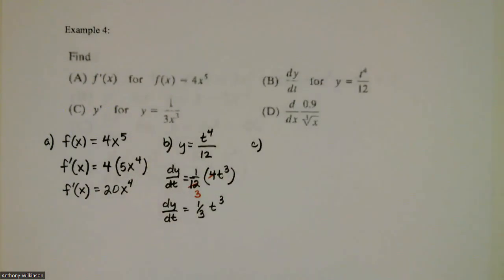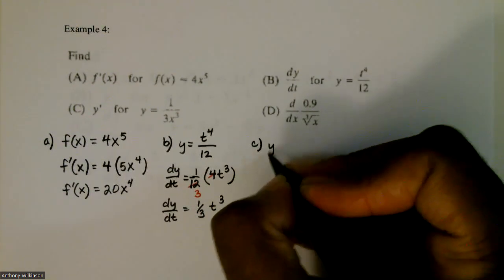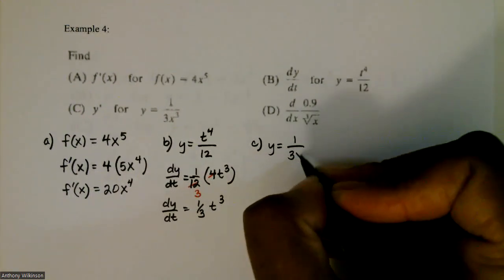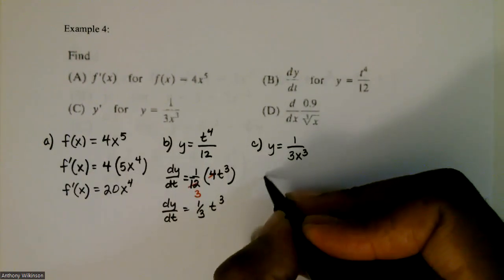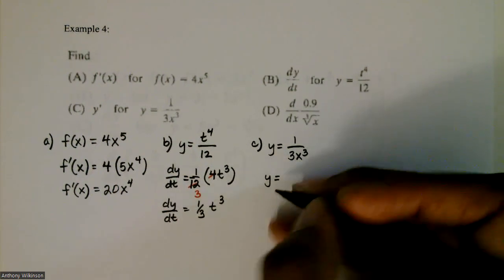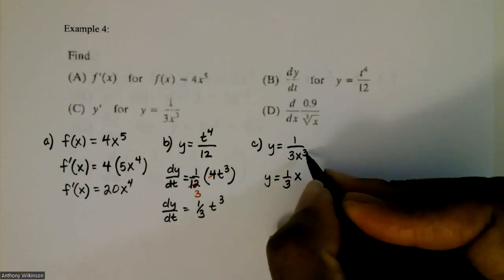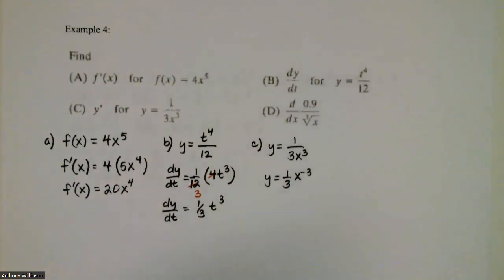Now part C. Say I want to find y prime for y is equal to 1 over 3x cubed. I'm going to write this using negative exponents here. I'm going to keep the 3 in the denominator, so that's going to be 1 over 3, which is 1/3, and pull the x out of the denominator. So the x to the negative 3 power. If I pull that x out of the denominator, that exponent will be negative. And now we can apply that constant multiple property to find y prime.